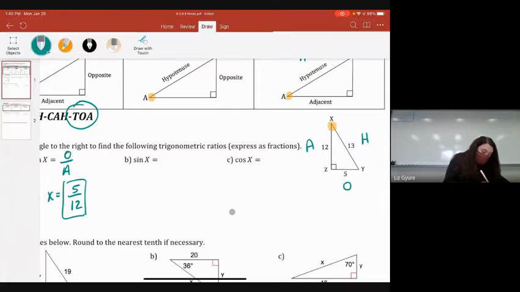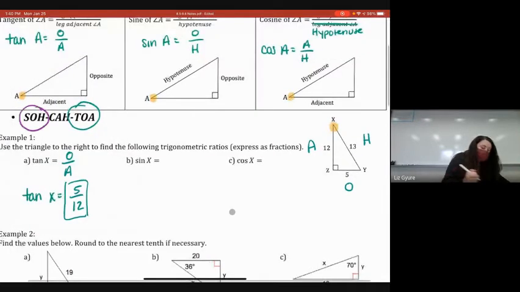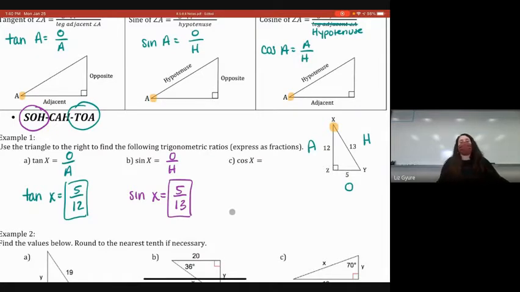Then if we're dealing with sine x, sine is the opposite over the hypotenuse. So what measurements would I use for sine x? Braden? 5 over 13. And I can't do anything with that. That is just my sine x ratio.